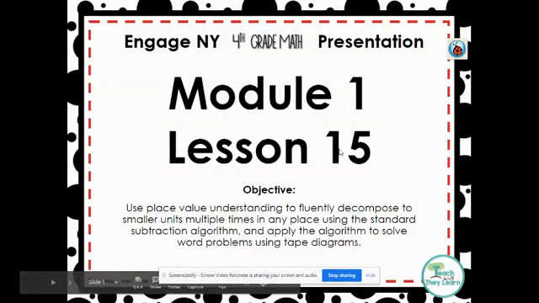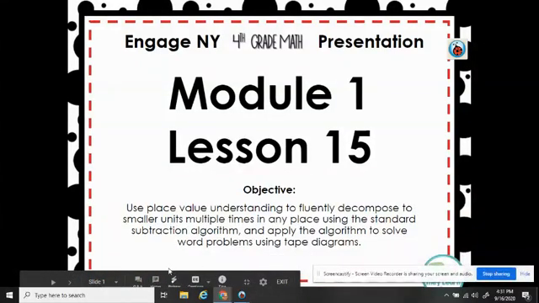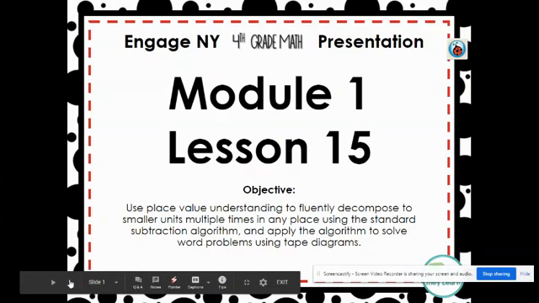Okay, so we're going to get my pointer ready. Sorry, Miss Collins, got to get this situated. Pointer ready. Here we go.